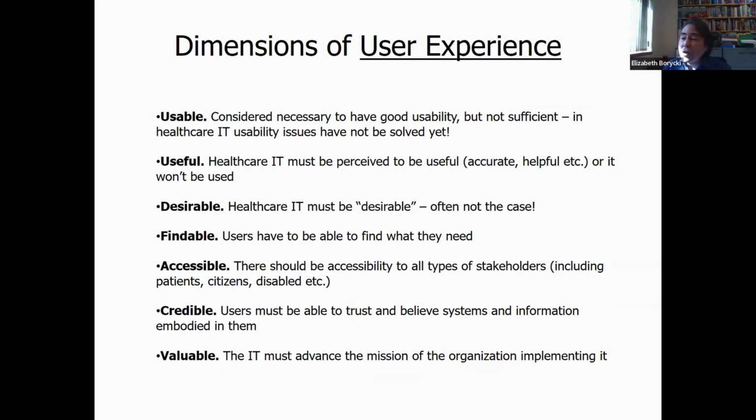Now, some of you have also heard the term that's come up a lot these days, UX, or user experience. It's a similar concept, but I see it as something a bit broader. For good user experience, we want the system to be usable, of course, but useful as well. So usability, usefulness, desirable. If we want a product to be used, it should be desired by the end user. Findable. Users should be able to find where the application is. It should be accessible. Information in the system should be credible and perceived as valuable by the end user.